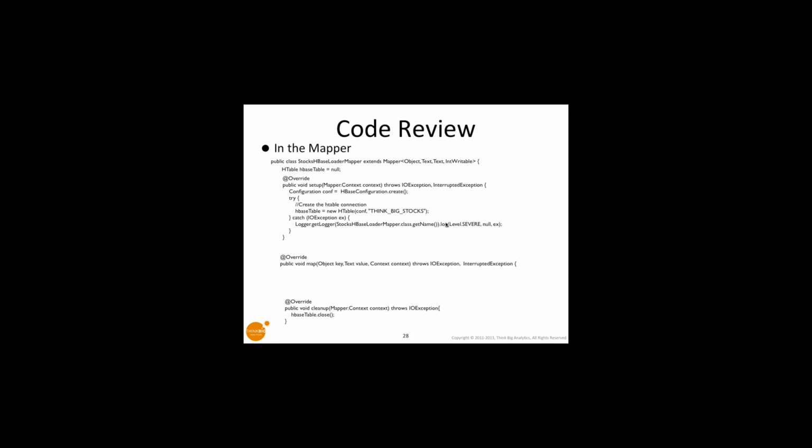For the mapper of this class, we have a very, very simple mapper. In the class itself, we have a class level variable, which is the reference to the HTable. This is how the data is able to be written to the HTable. In our setup, we go through our configuration and instantiate that configuration. We use that to make a connection to the HTable, think big stocks. Once we have that, we're going to use that for the entire life of that mapper class.